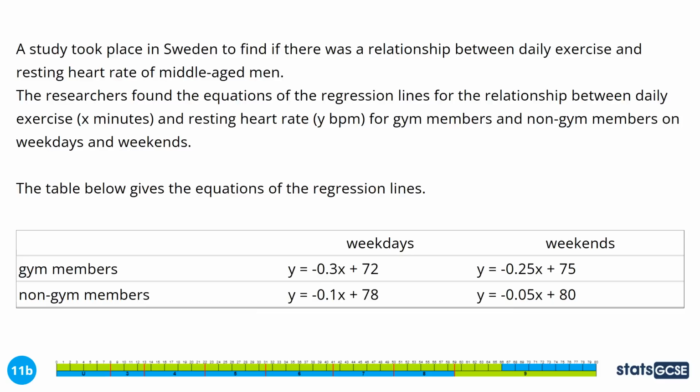A study took place in Sweden to find if there was a relationship between daily exercise and resting heart rate of middle-aged men. The researchers found the equations of the regression lines for the relationships between the daily exercise, x minutes, and resting heart rate, y beats per minute, for gym members and non-gym members on weekdays and weekends. The table below gives the equations of the regression lines.